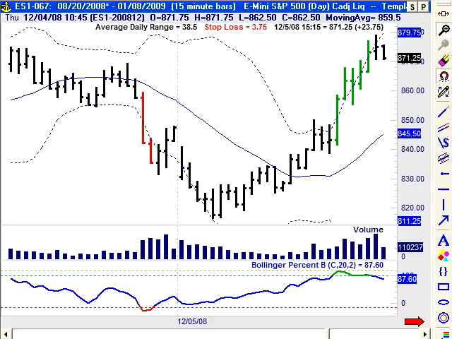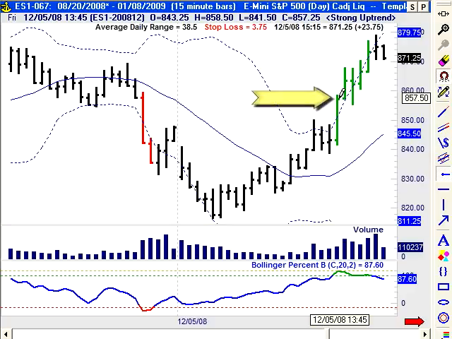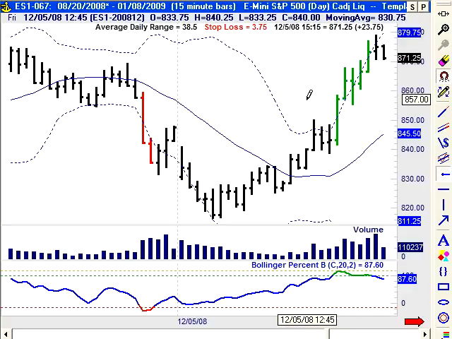So let me show you an example. On December 5th, 2008, you see this explosive breakout move. The bar is green. This means that prices are closing outside of the upper Bollinger Bands, and we enter at 857.5. Now we are in a trade.